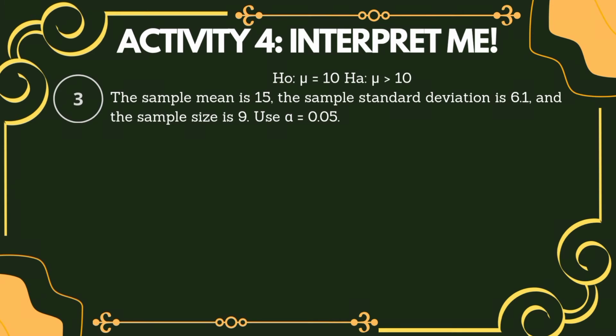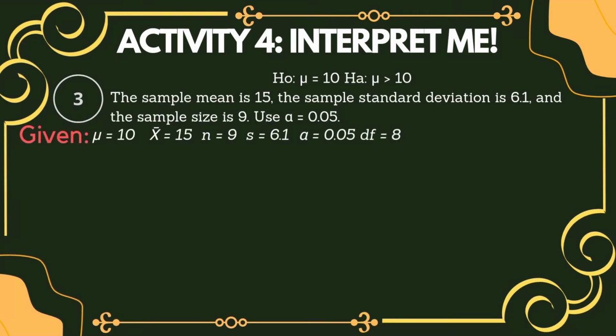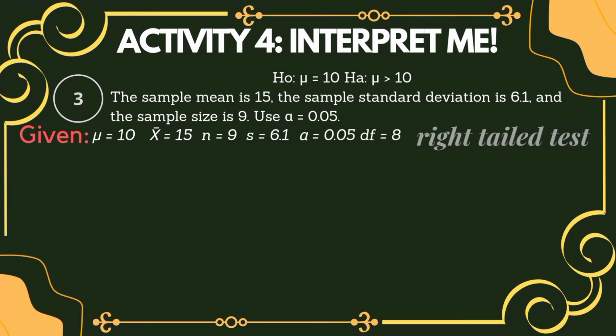Let's move on to the third item. The same step as the previous items, let's list down the following given. The population mean is equal to 10, the sample mean is 15, the sample standard deviation is 6.1, while the sample size is 9. Then, we are going to use 0.01 as the level of significance since our alternative hypothesis here has a greater than symbol. We can say that this is an example of a one-tailed test, specifically a right-tailed test.